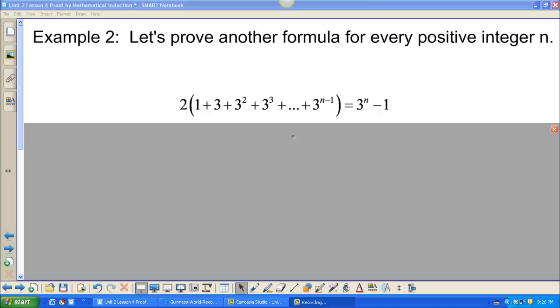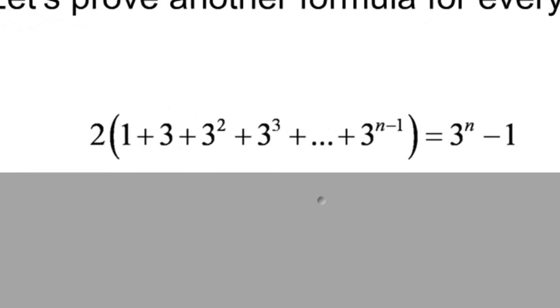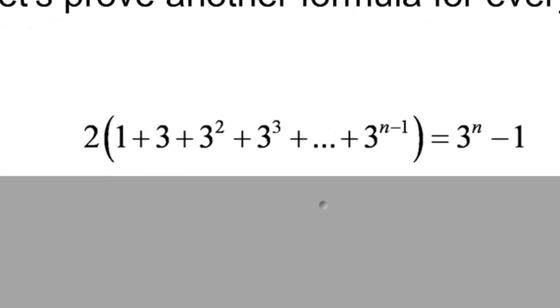For example 2, we're going to prove another formula is true for every positive integer n. So I give you on the left the series 2 times 1 plus 3 squared plus 3 to the third plus 3 to the fourth plus 3 to the fifth, all the way to 3 raised to the n minus 1 power. And we are going to prove that it is equal to the general formula 3 to the n minus 1 by mathematical induction.